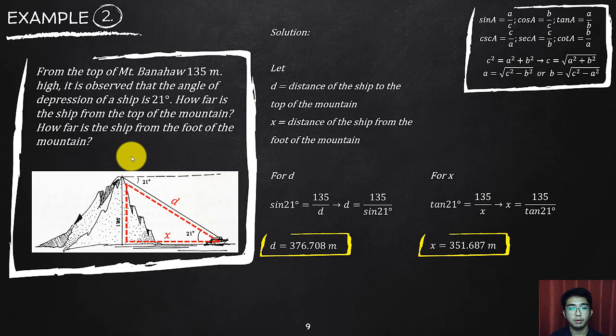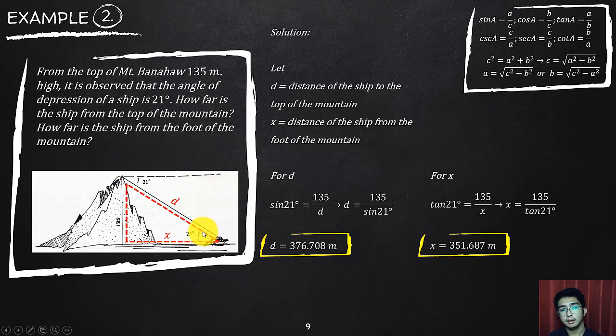So the observer is no longer below the object being spotted. The observer is now above. So probably there's an observer at the peak or at the top of Mount Banahaw looking down on a ship out in the sea. Okay, so the observer measured its angle of depression, or what rotation did he tilt his head to, or his instrument, to spot the ship. And he observed an angle of 21 degrees. Okay, Mount Banahaw is also 135 meters high. So this is our scenario.